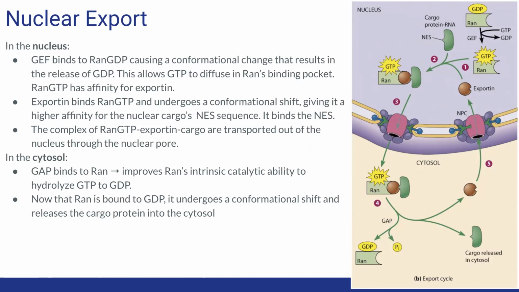Does the phosphate group do anything specific? This is just to show you that when RAN hydrolyzes GTP to GDP, the way that happens is GTP is losing a phosphate group. So GTP goes from triphosphate to diphosphate, and then you just have this extra phosphate. The i means inorganic. Okay. Any other questions on export?